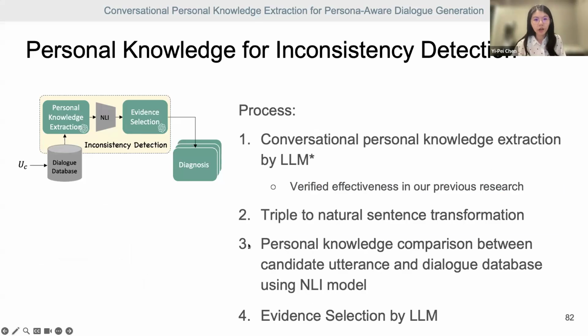So we extract the personal knowledge from the dialogue, and then we turn these triples into natural sentences, and we compare the personal knowledge between the candidate utterance and the dialogue database using the NLI model. And lastly, we select the evidence by an LLM.